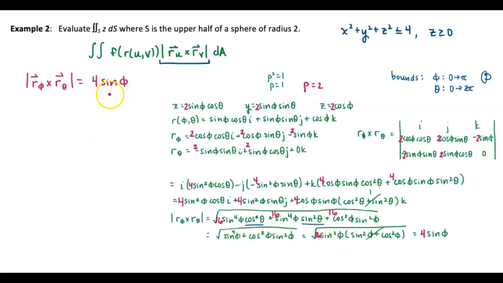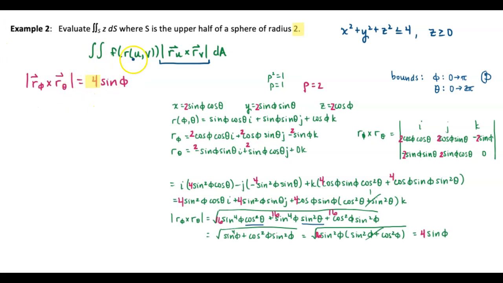And now, what's our grand conclusion? Our grand conclusion is that if we want to find the magnitude of this cross product for a sphere with a radius of 2, the radius just gets squared. And so this becomes a 4 in front of our sine of phi. You can absolutely use this for problems on the test, problems in your homework. You don't have to go through all of this because this is always going to be true, and you're going to see this a lot because a sphere is a common surface of integration.